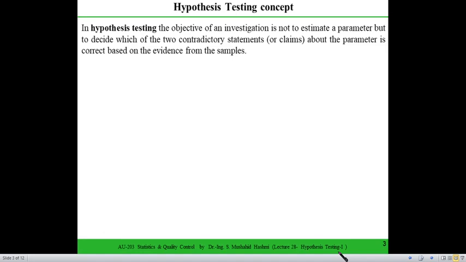And obviously we are talking about deciding about the parameter which is from the population, but we can always take samples, and that gives us evidence about the parameter. So based on that evidence, we are going to make a decision about these two statements. These two statements or claims are called the null and alternative hypothesis. So we will see what these statements are.